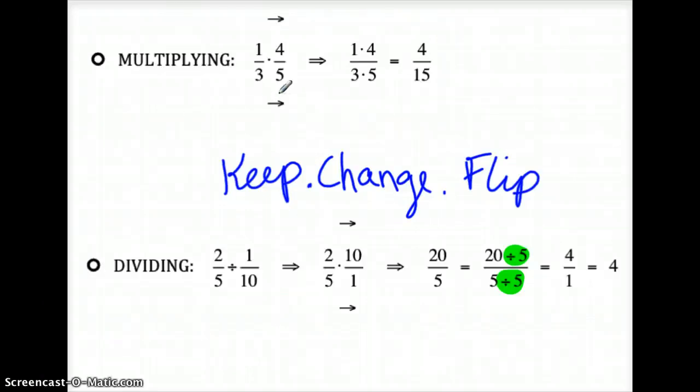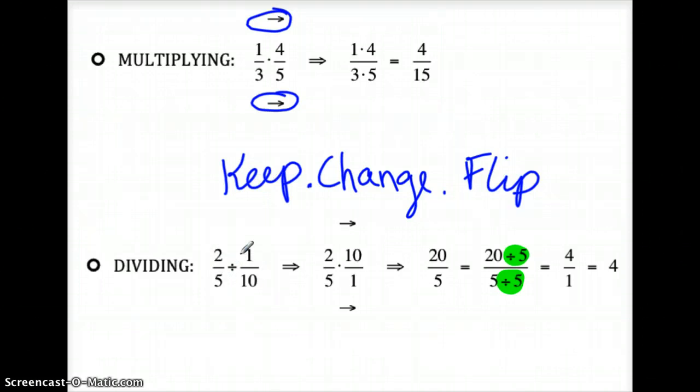Okay, now multiplying I'm not too worried about because we've been doing a lot of these already. You just go across the top and across the bottom of your fractions. However, division is new for us. And you'll notice I wrote a phrase, keep, change, flip. That's really the key to dividing. Now let's notice how this worked.